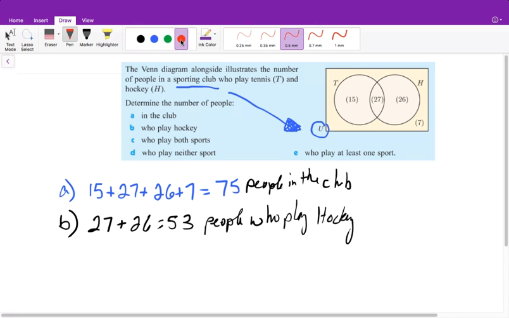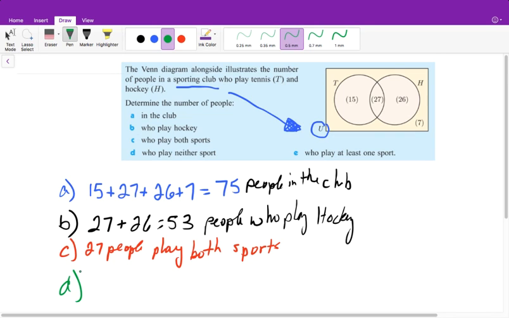All right, the next one, C. It will be people who play both sports. So that is this intersection where they play both tennis and hockey. So we will just write 27 people play both sports. All right, next one, D. It says how many people play neither sport. Well, these are everyone that plays tennis or hockey or both. So the people in the club who don't play either is this remaining part here, so it's 7. So 7 people don't play either.